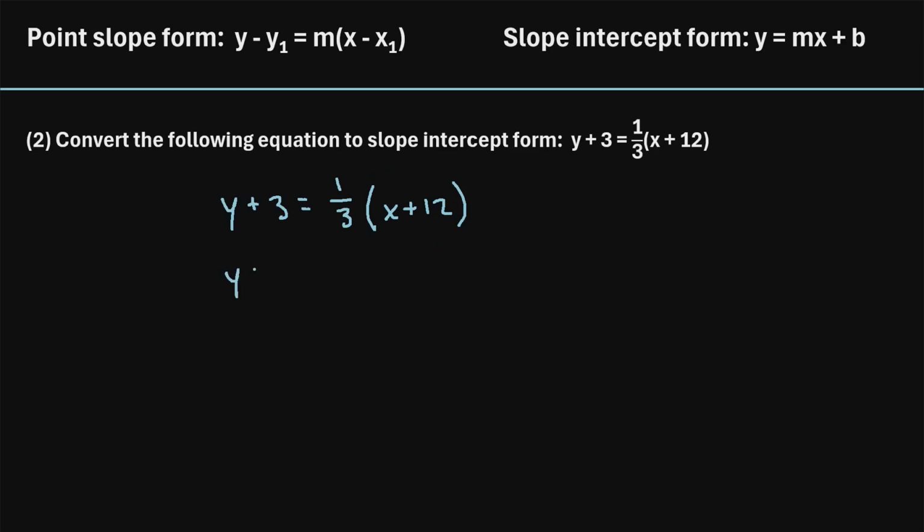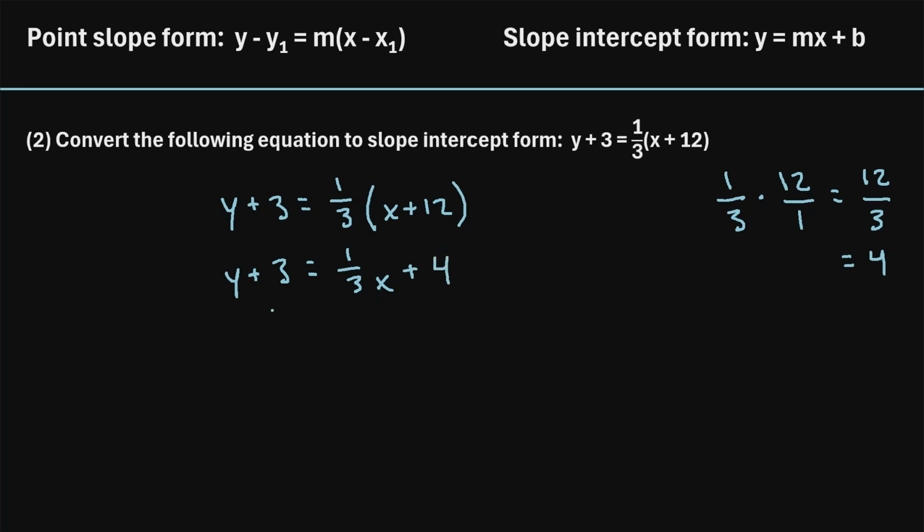So we'll get y plus 3 is equal to 1/3 times x, that's just 1/3 x. And then we have 1/3 times 12. So another way of thinking about that is 1/3 times 12 over 1. If we multiply the values in the numerator straight across, 1 times 12 is 12. And then if we multiply the values in the denominator, 3 times 1 is 3. So we get 12 divided by 3, which is equal to 4. So when we do 1/3 times 12, that's 4, plus 4.